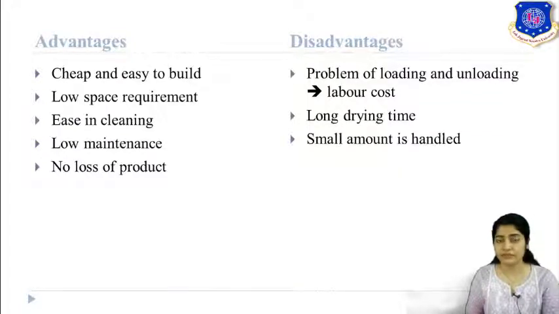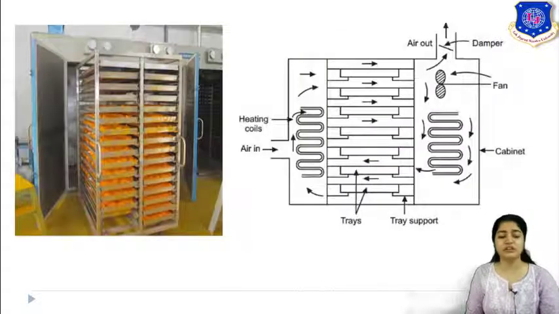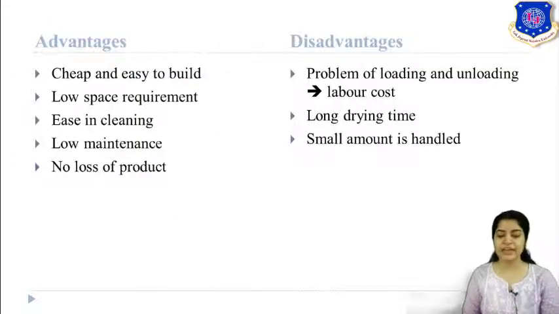About the disadvantages, first of all, the problem of loading and unloading is there. Here you can see that individually you have to fill up your trays, so labor cost is there. So you can say that operating cost is high, right? Now, time required for drying is long and only a small amount can be handled. So this was about your tray dryer.